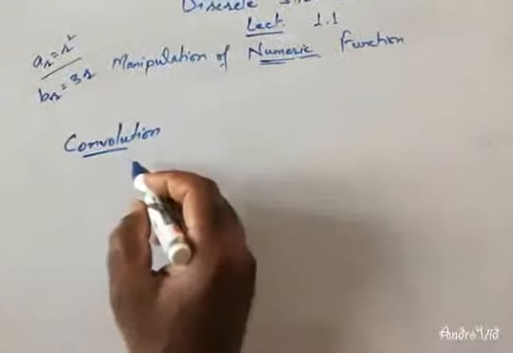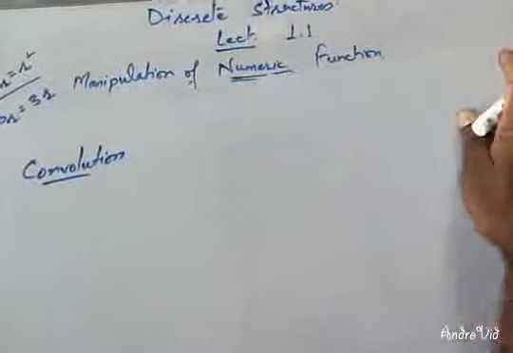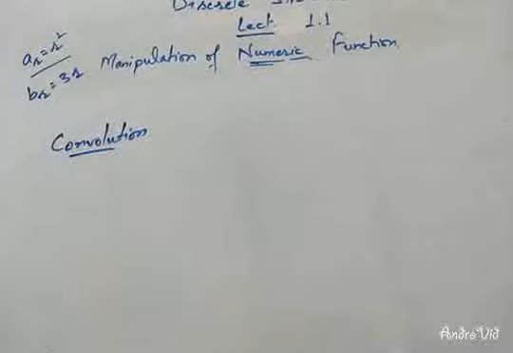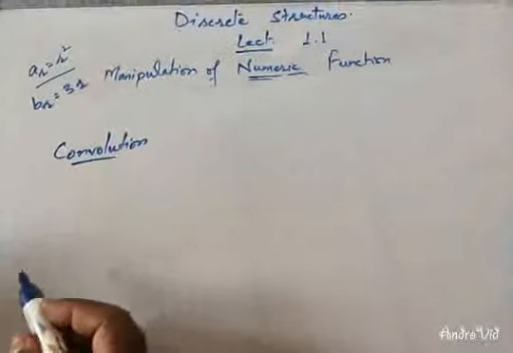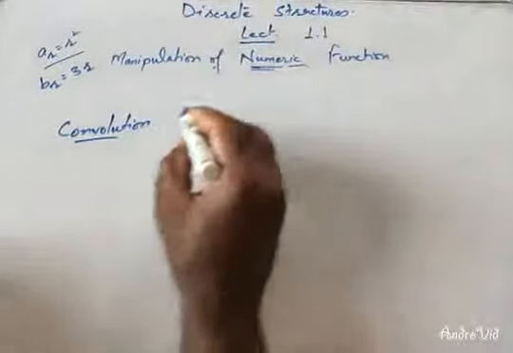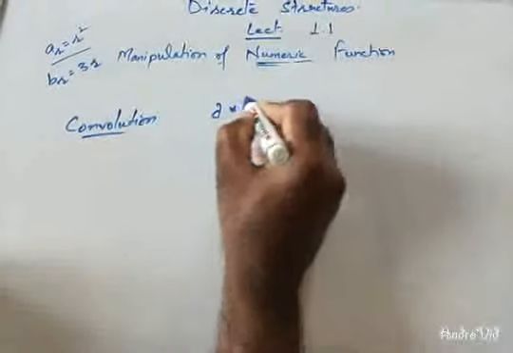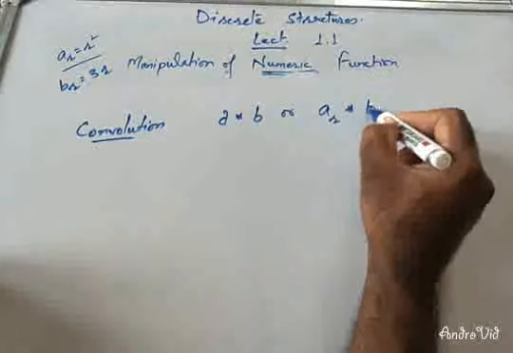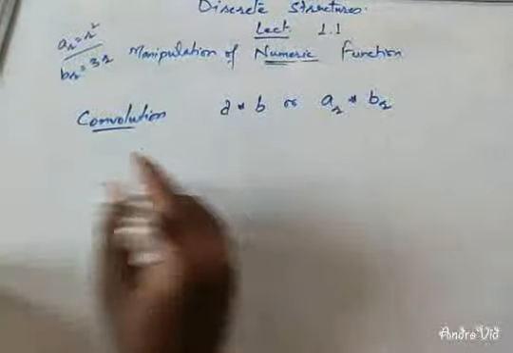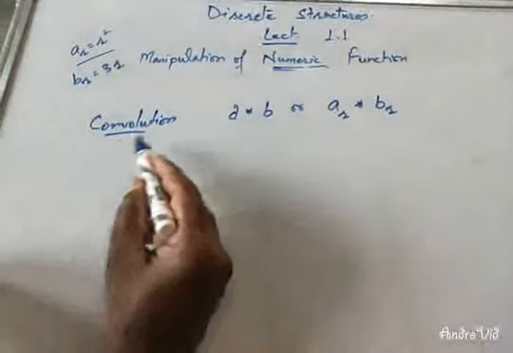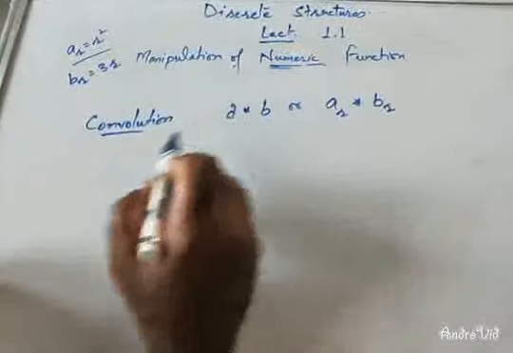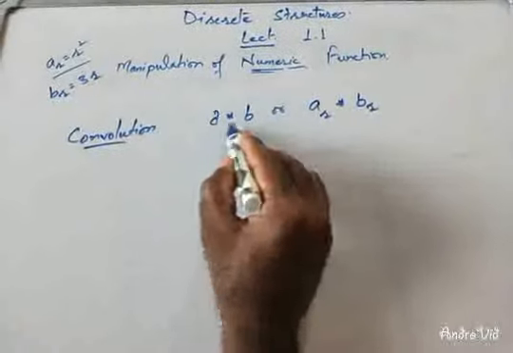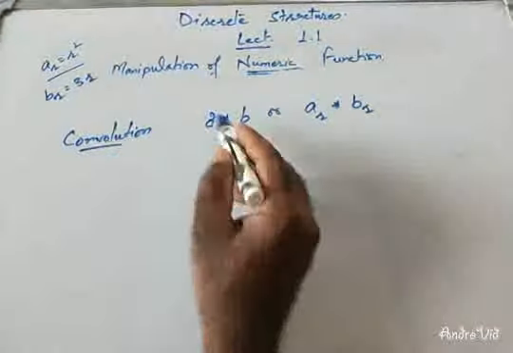One last operation is convolution, and please don't get confused between convolution, multiplication and accumulated sum. Convolution is represented as A star B or AR star BR, whereas product was represented as AR BR, and accumulated sum was only for a single function. So convolution is a function between two different numeric functions, or we can say that this is a binary operation.